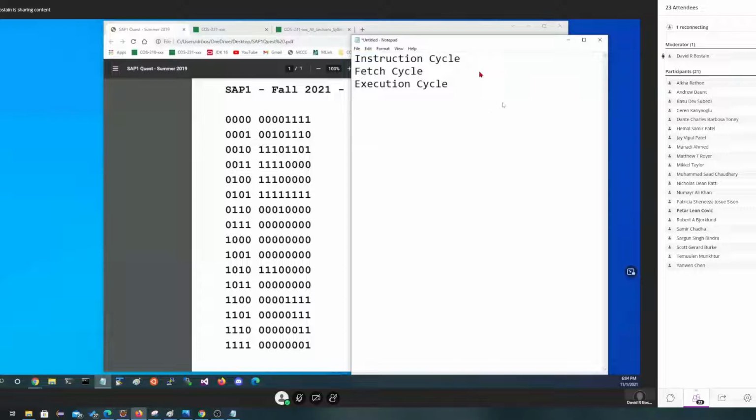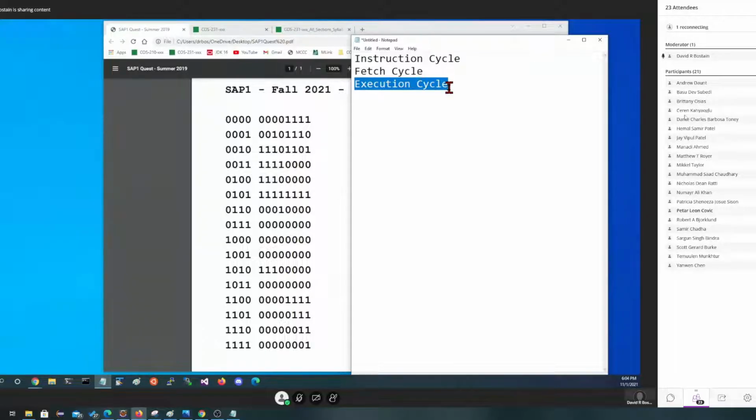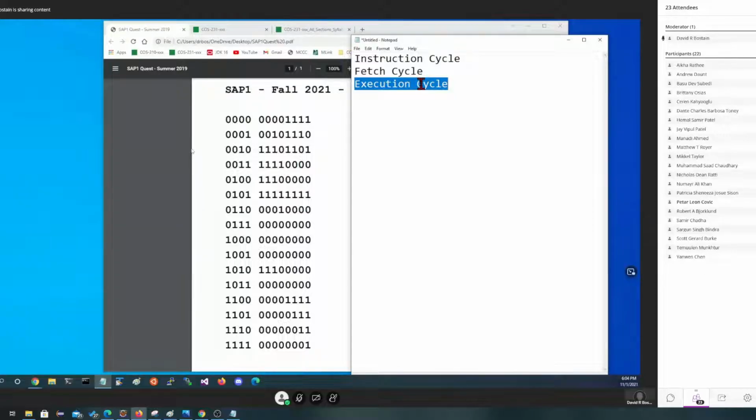Okay, so all 6 T states are involved in executing an instruction. The first 3, all instructions share in common. It's when the processor fetches what the instruction is. And finally, the execution cycle may be unique to a particular instruction. In our case, all 5 of our instructions have unique execution cycles. As a matter of fact, one of them doesn't even have an execution cycle.